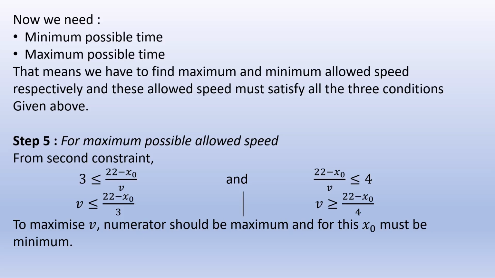Now, to maximize v, the numerator should be maximum, and for this x naught must be minimum.